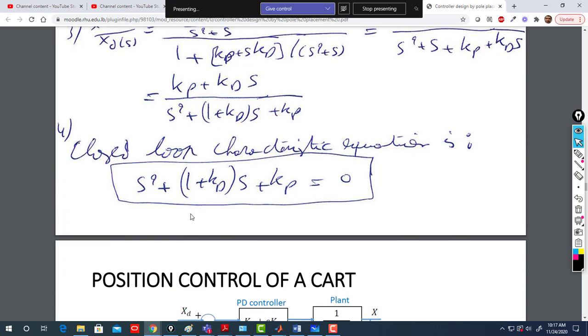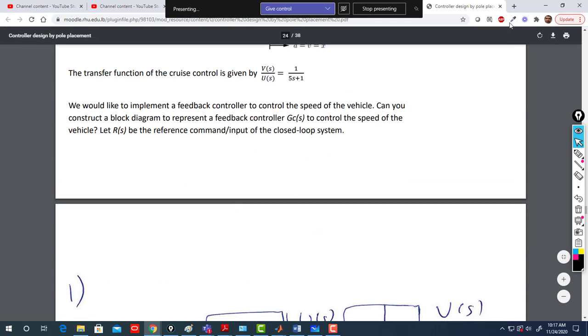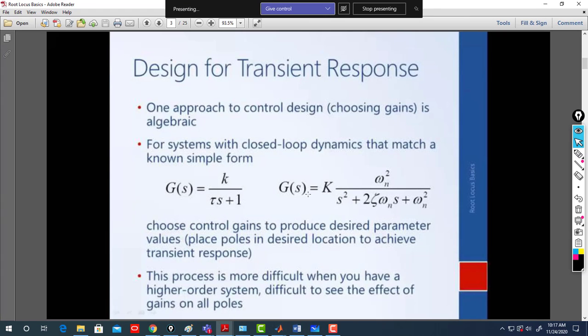The closed loop characteristic equation is this one. Then we do the comparison between the closed loop characteristic equation and the desired one. Then you can get the parameters, right? So you can go over them. I think that's what we call the algebraic approach. Based on your requirement, you know your desired closed loop location, and you compare it with the closed loop characteristic equation, including your controller in it, so then you can find the gains.